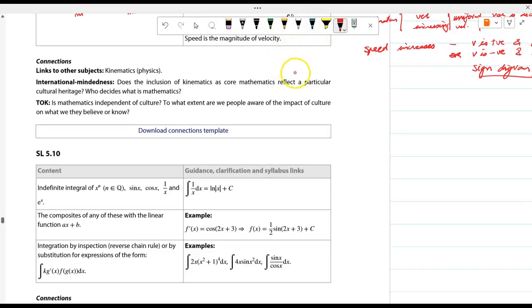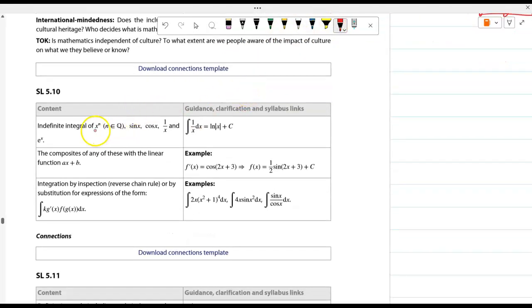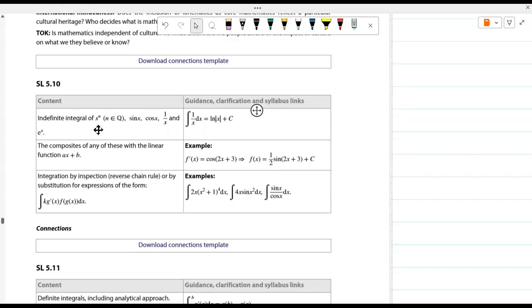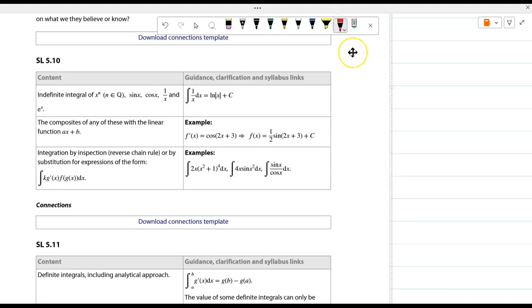Now, indefinite integrals. These are there in your formula booklet. So the integral of x raised to n is x raised to n plus 1 over n plus 1. Integration of 1 over x is ln x plus c. Let me write it here. So the integral of x raised to n is x raised to n plus 1 over n plus 1.